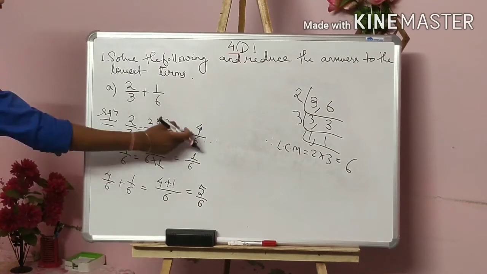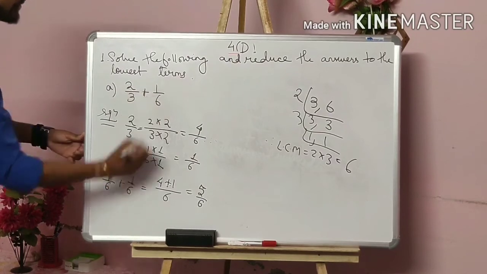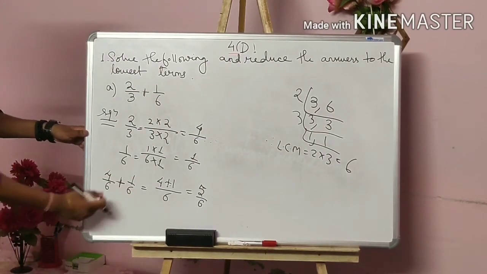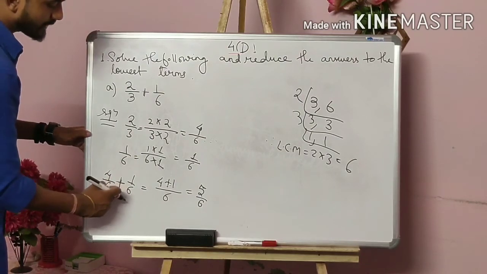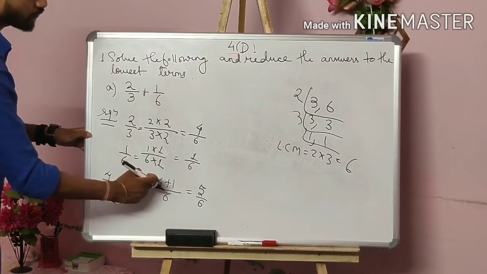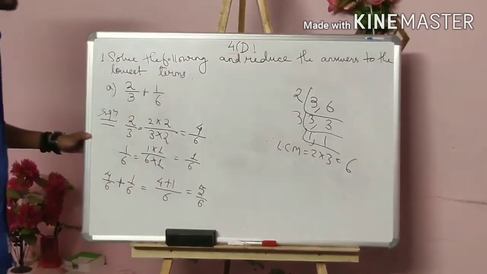So you see 4 by 6 and 1 by 6 I have written directly, because we have been given the sum sign, or the addition sign, here. So we have to give the addition sign here also. So we have to plus it. 6 are same, so I have written 6 as the LCM. Again 4 plus 1, I have written directly. So 4 plus 1 is how much? 5 by 6 as an answer.